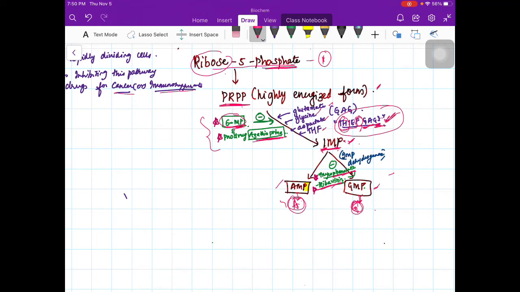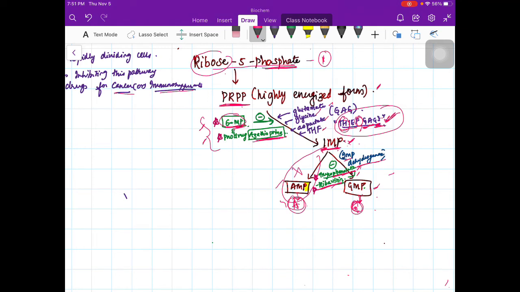This IMP is converted into AMP and GMP. The conversion of IMP to AMP is not so important. The one thing that we need to remember is the conversion of IMP into GMP. When IMP converts to GMP, the enzyme responsible is IMP dehydrogenase. The drugs which inhibit this step are mycophenolate and ribavirin, which are extremely important. So if you want to take away something from this whole chart, it is 6MP and azathioprine, and mycophenolate and ribavirin. These are the 4 things that you'll remember from this pathway.